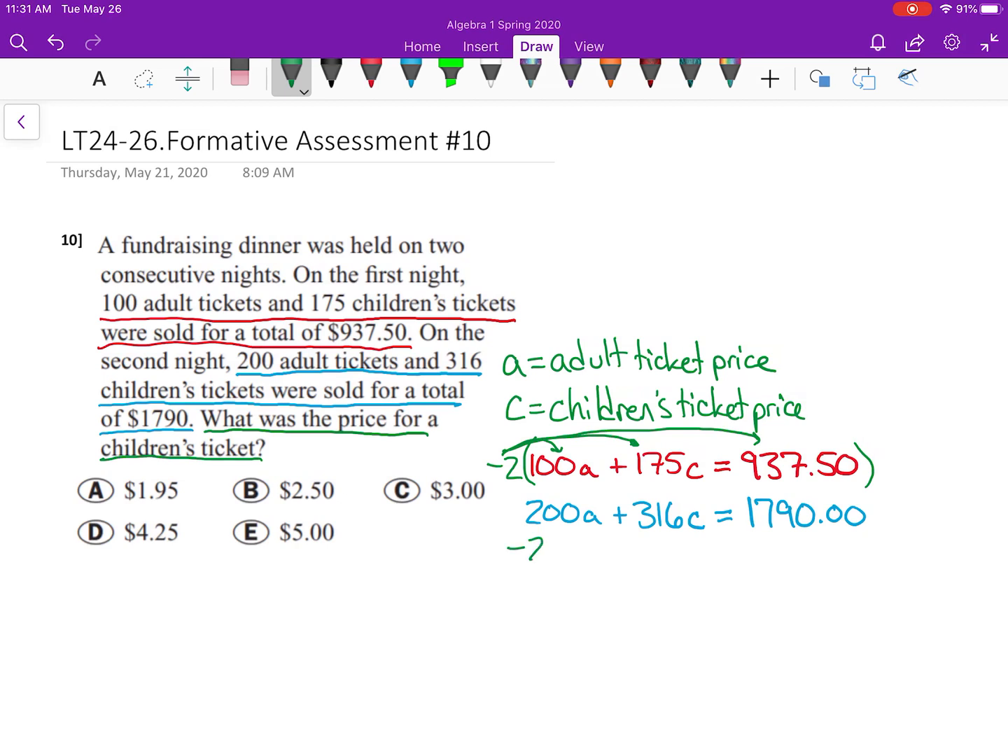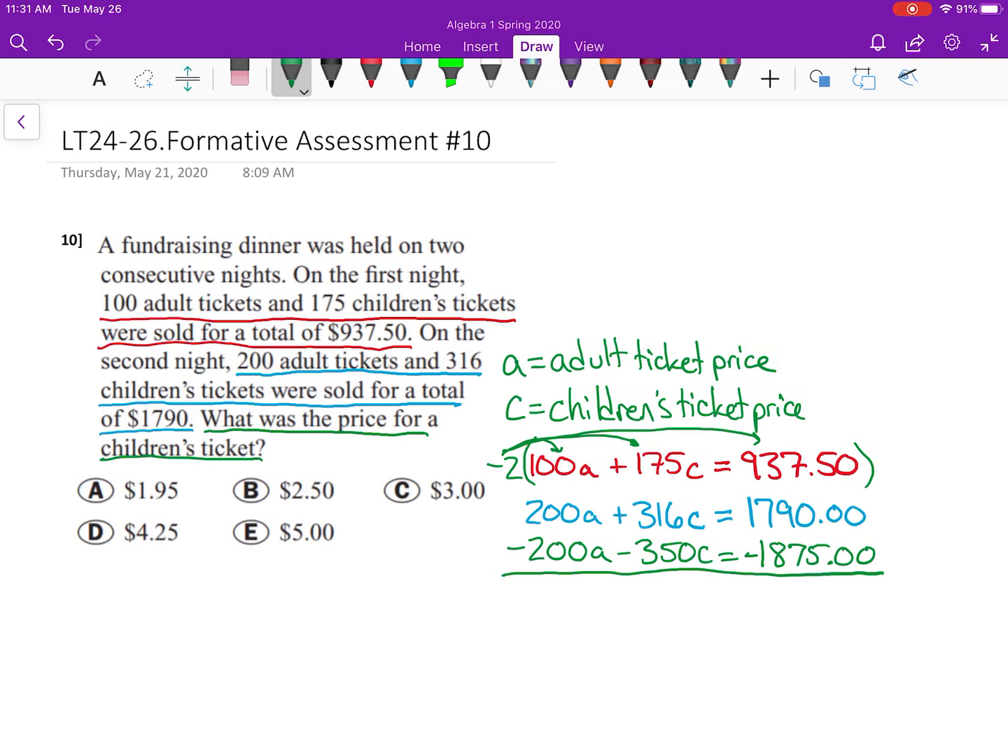So I know -2 times 100 would be -200A. -2 times 175 would be -350C. And -2 times $937.50 would be $1,875. Now I did that math pretty quickly because I have a calculator right next to me. You guys should obviously use a calculator for doing this math. If you want to do it on paper, great.